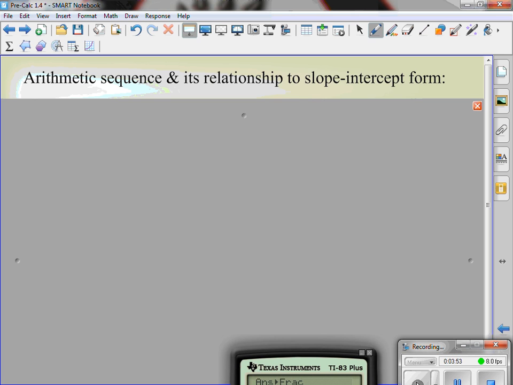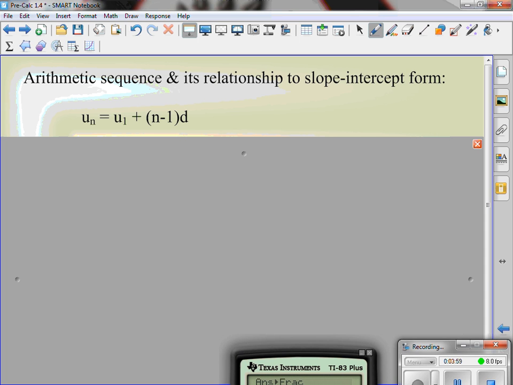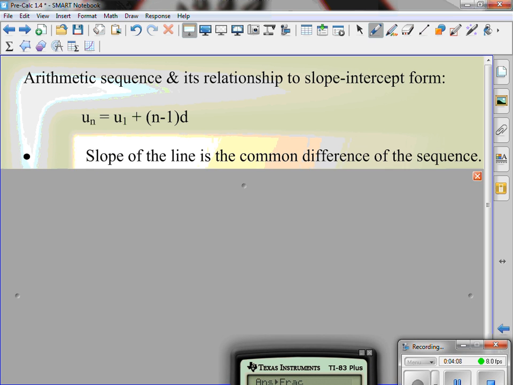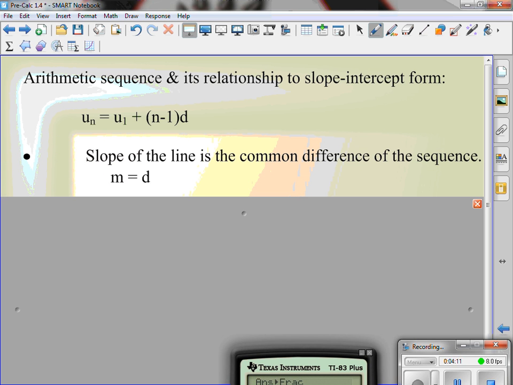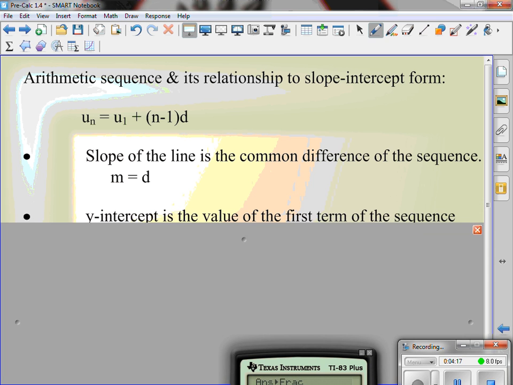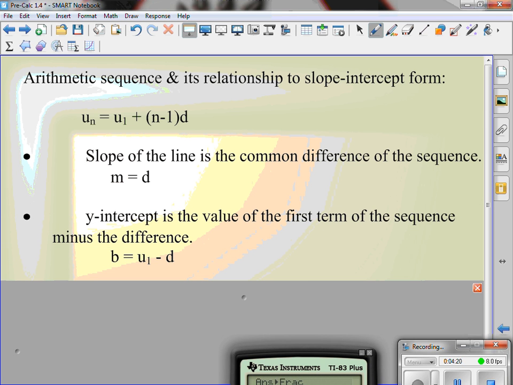An arithmetic sequence and its relationship to slope-intercept form. What we've been doing has a strong relationship. U sub n equals u sub 1 plus the quantity of n minus 1 times d. That is explicit form. The slope of the line is the common difference, m equals d. The y-intercept is the value of the first term of the sequence minus the difference.